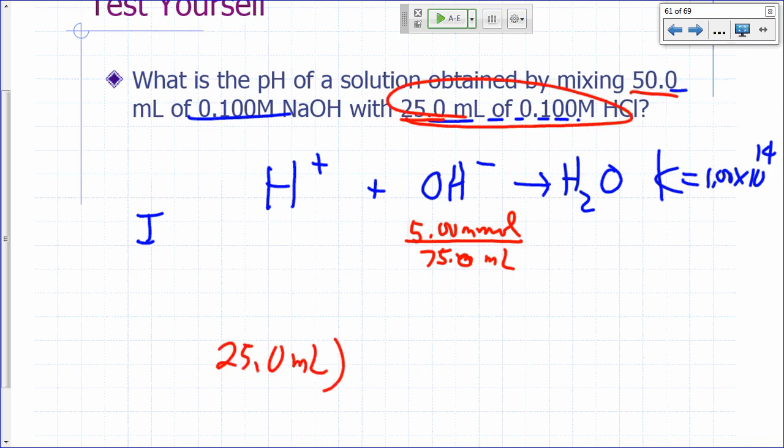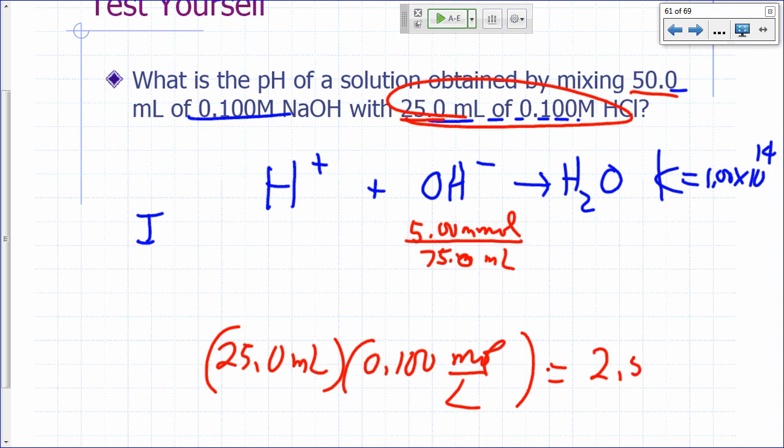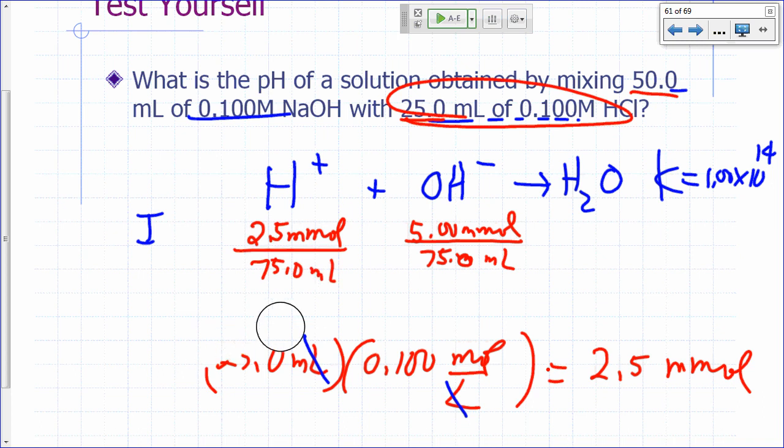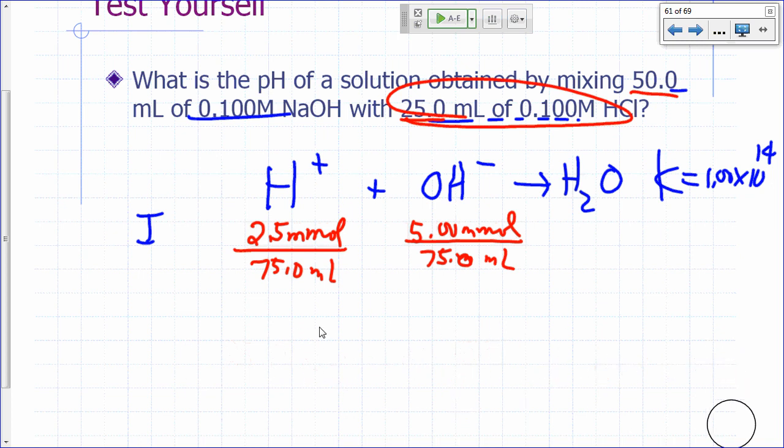25.0 milliliters times 0.100 moles per liter. That gives you 2.5. Liter cancels out, so that gives you the answer in millimoles. So initially your H+ is going to be 2.5 millimoles divided by the total volume, which is 50 and 25, 75 mL, right? So those are your initial concentrations. And we don't worry about water, we've got plenty of it, excess.